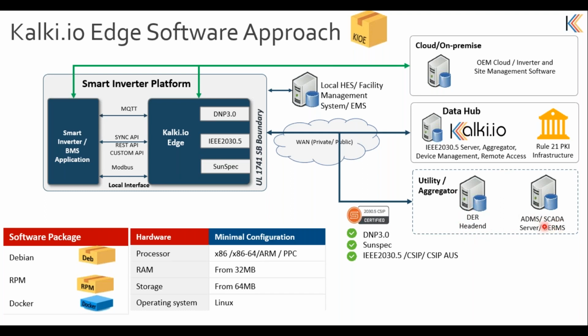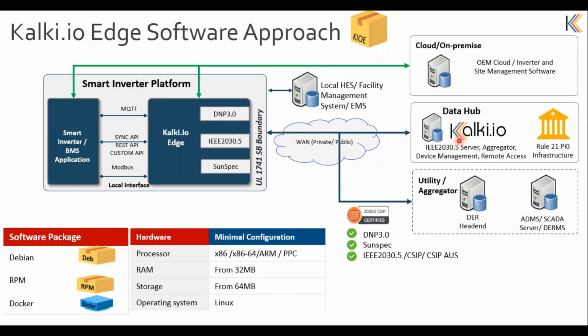Or if the ADMS or SCADA system or DERM system has that 30.5 capability, you can actually extend data to the SCADA systems or DERM system on 30.5. In addition to that, the data can also be shared with the Kalki Data Hub. This is a centralized device management and identity management software, and it can also function as an aggregator service with the 2030.5 server and 2030.5 aggregator client.